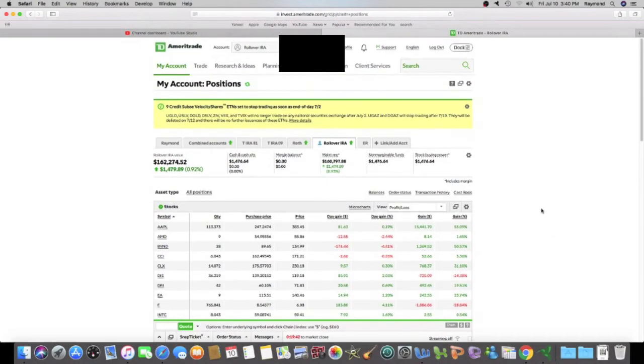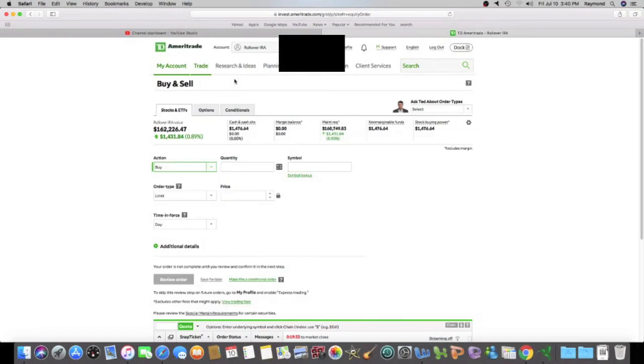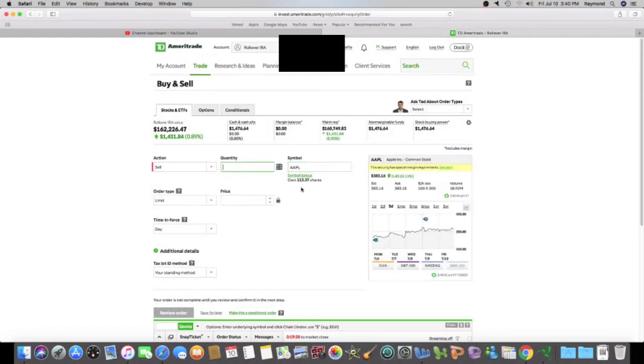So the way I like to do it is I scroll up to the top. I go to trade. I click on stocks and ETF. And I go here to sell. And I put in my stock ticker. So let's do Apple. I go over here to quantity. And right here, it tells me how many shares I own. And the way you sell a stock is you put in how many shares you want to sell. So I want to sell 33 shares.